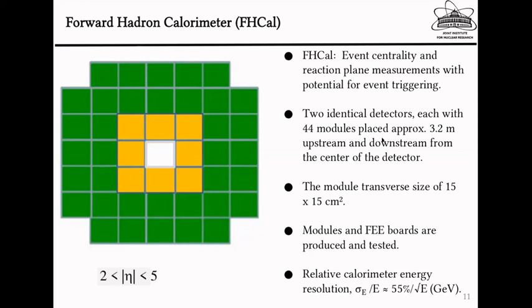The size of the module is 15 by 15 centimeter square in the transverse direction. As far as the construction status is concerned, the modules and FEE boards are produced and tested. The relative energy resolution is around 55% at 1 GeV.